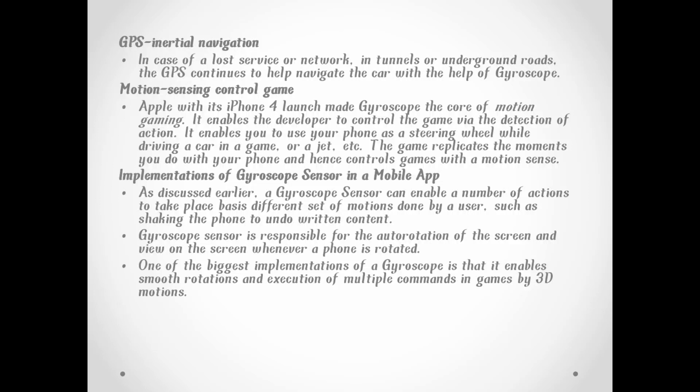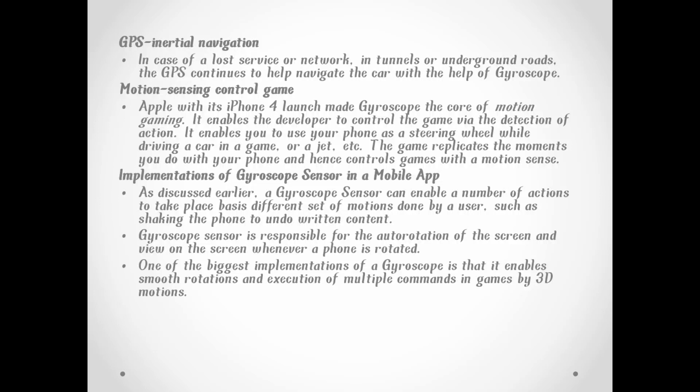Motion sensing control game. Apple, with its iPhone 4 launch, made the gyroscope the core of motion gaming. It enables the developer to control the game via the detection of action. It enables you to use your phone as a steering wheel while driving a car in a game or a jet, etc. The game replicates the movements you do with your phone, and hence controls games with a motion sense.